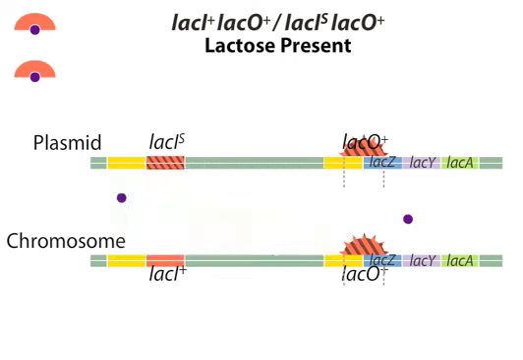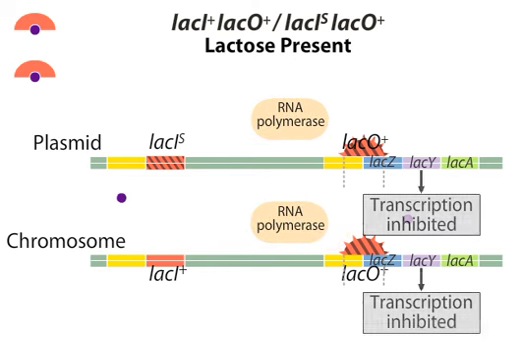With the superrepressors bound, RNA polymerase cannot initiate the transcription of the operons. The structural genes are not expressed even in the presence of lactose.